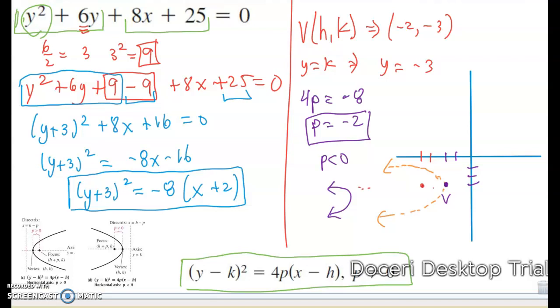Remember, it's going to be on my axis of symmetry. For the focus, the y-coordinate is for sure going to be -3, but I move 2 units over, so the x-coordinate is going to be -4. And then my directrix is going to be 2 units from the vertex. If I'm already at x equals -2, I move 2 units, so the directrix is the x equals 0 line.